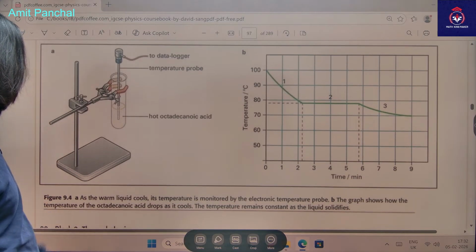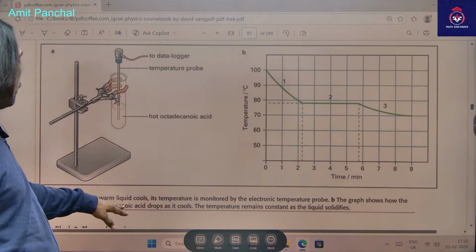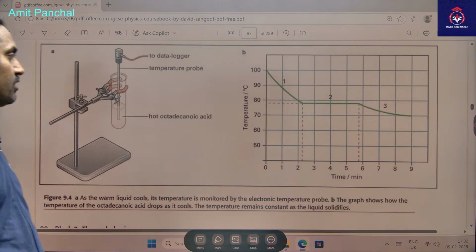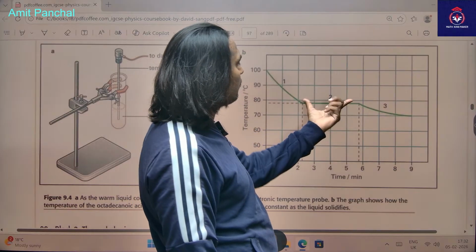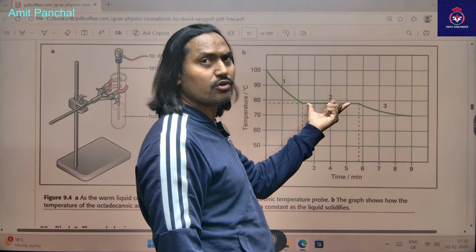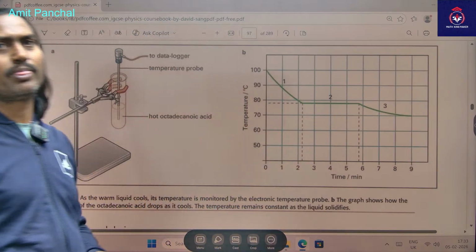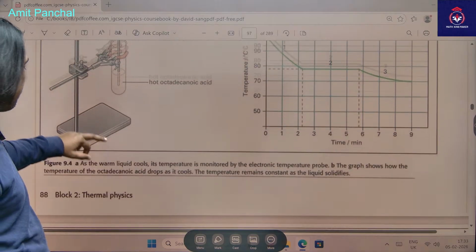As the warm liquid cools, its temperature is monitored by an electronic temperature probe. The graph shows how the temperature of the octadecanoic acid drops as it cools. The temperature remains constant as the liquid solidifies. So that is the same thing: from here to here, its state is not going to change. That is the same reason; it is releasing some heat.